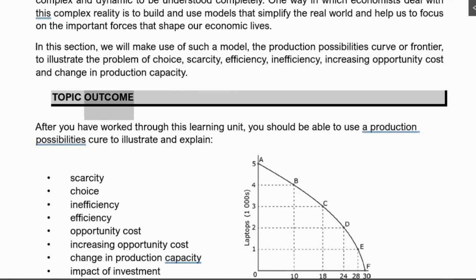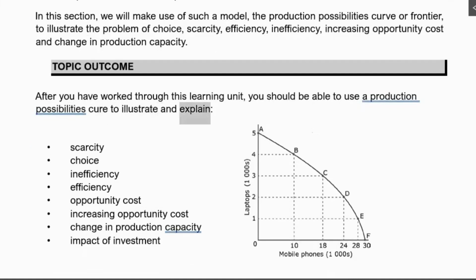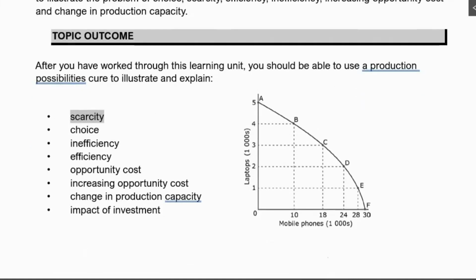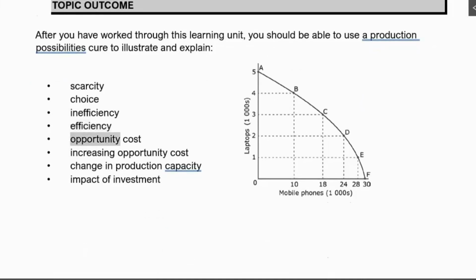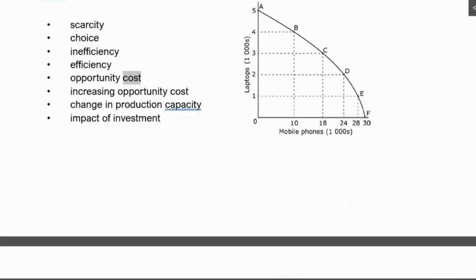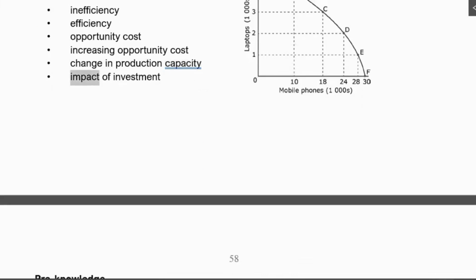Topic outcome. After you have worked through this learning unit, you should be able to use a production possibilities curve to illustrate and explain: scarcity, choice, inefficiency, efficiency, opportunity cost, increasing opportunity cost, change in production capacity, impact of investment.